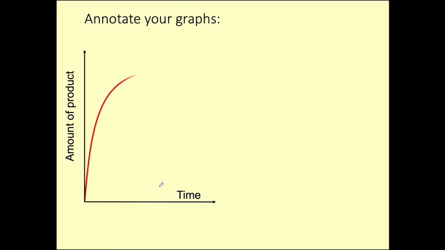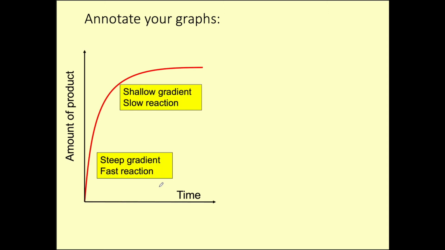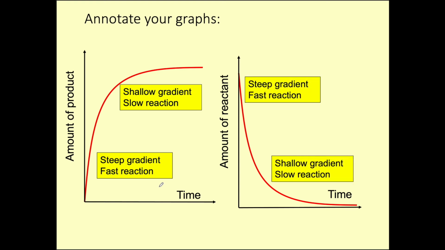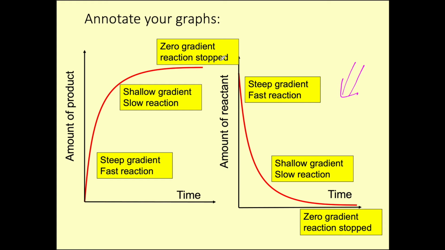Okay, so we can also annotate our graphs. Talking about the gradients that we talked about before, they are fast when it's steep and slow when it's shallow. And similarly for our amount of reactant. This one is the one that we didn't talk through before, but do make sure that you are happy with the fact that in both of these cases we have periods of fast at the beginning and slow at the end where it levels out. When we get to a horizontal line right at the end, that is when our reaction has stopped, because there are no more changes.